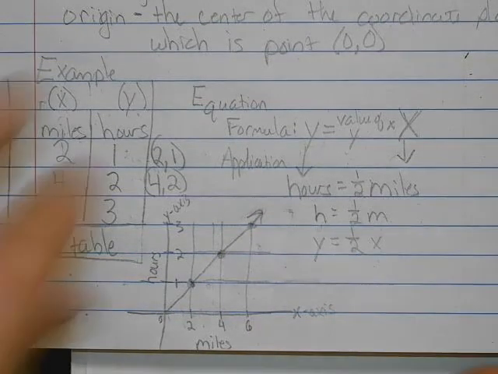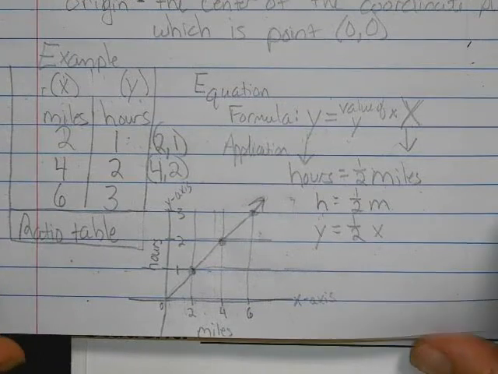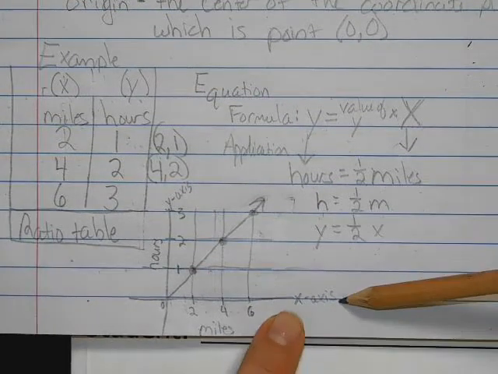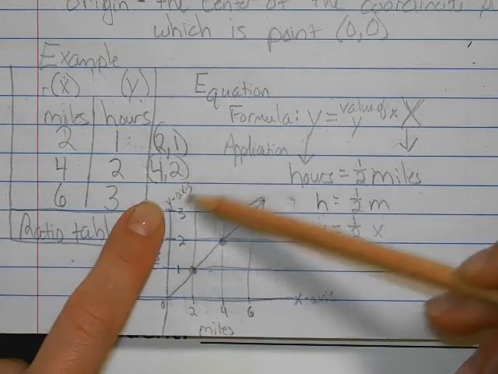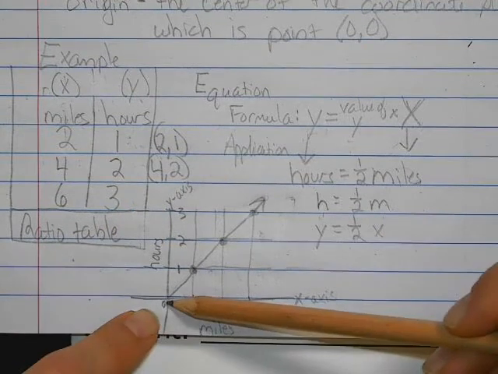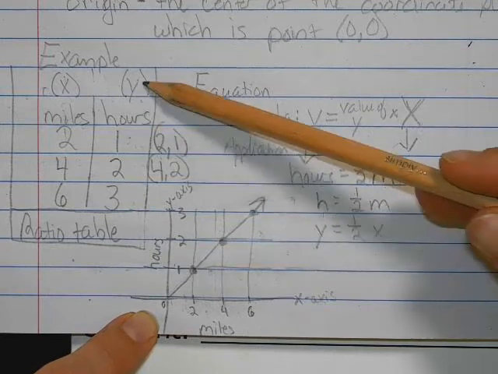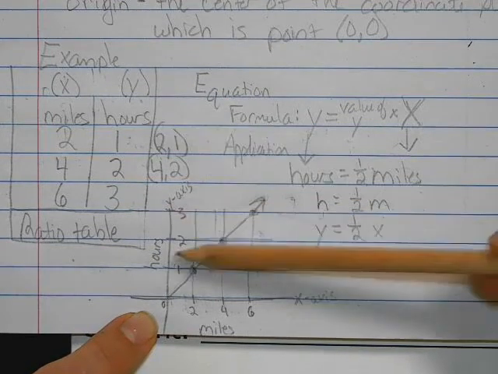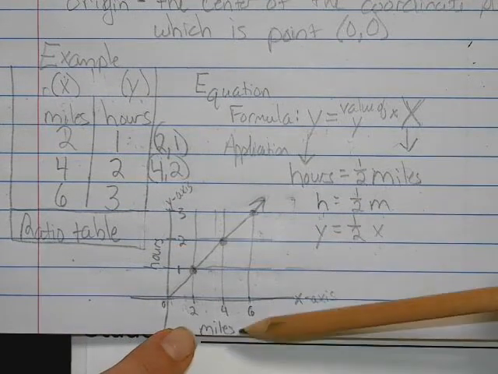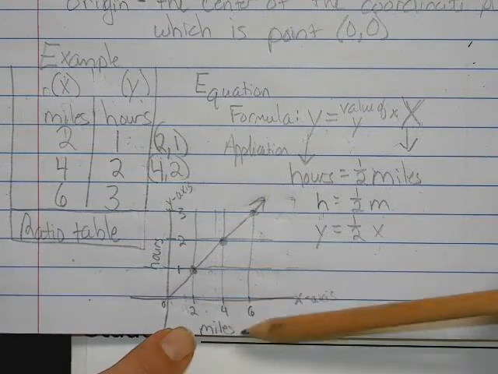You need to make sure that you are labeling all the parts of your coordinate plane. So I labeled the x-axis, I have the y-axis, I have my origin with a 0. Then I labeled this side hours because the y-axis is associated with hours, and the x-axis is associated with miles, and so I'm labeling that.